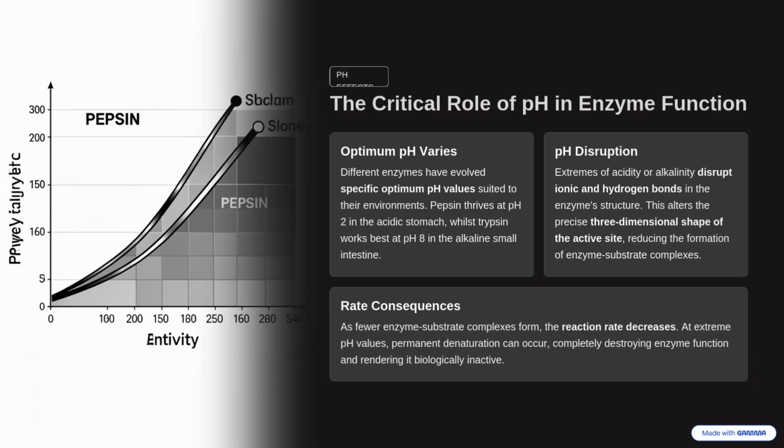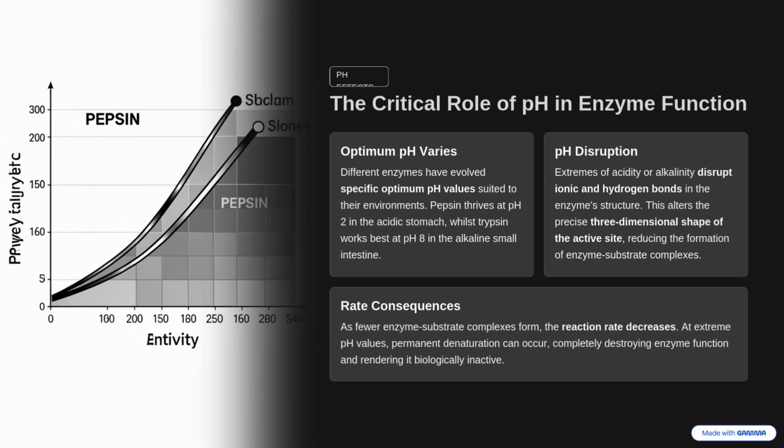Now the pH. Basically, how acidic or alkaline something is affects the enzyme shape. Different enzymes have different optimum pH. For example, pepsin works at pH 2, super acidic, in the stomach, and trypsin is in the small intestine, at pH 8, more alkaline.